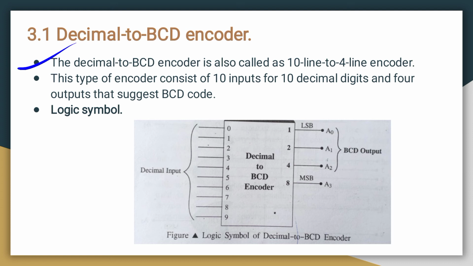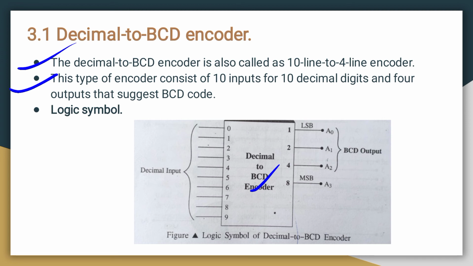The first one, the decimal to BCD encoder, is also called a 10 line to 4 line encoder. Nothing but the decimal is of 10 base, BCD of it is 3 based, but we are going to give it with 4 lines. Clear? So BCD of 3 based, right? So we are going to convert to the 4 lines. Clear? So this type of encoder consists of 10 inputs for 10 decimal digits and 4 outputs that suggest the BCD code.